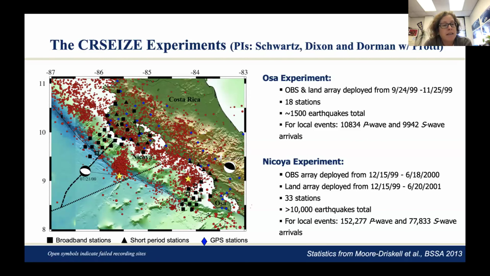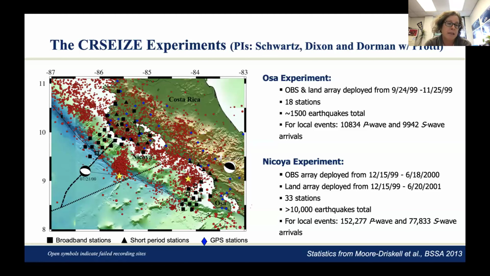The Nicoya Peninsula experiment was a bit longer. The OBS component was 6 months long, from late 1999 to mid 2000. There were also land stations and geodetic stations associated with this experiment that operated into 2001. There were 33 stations total, well over 10,000 earthquakes.